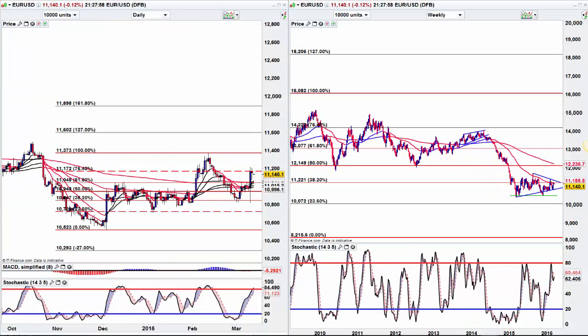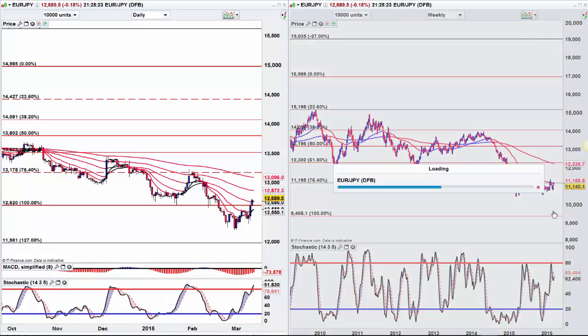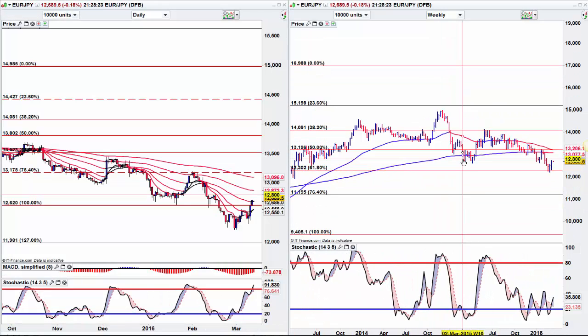Okay, Euro Yen. I could be proved wrong, that's why I'm just taking it easy. Decent close on that one, so pull back to 125. Could see that approach 130.